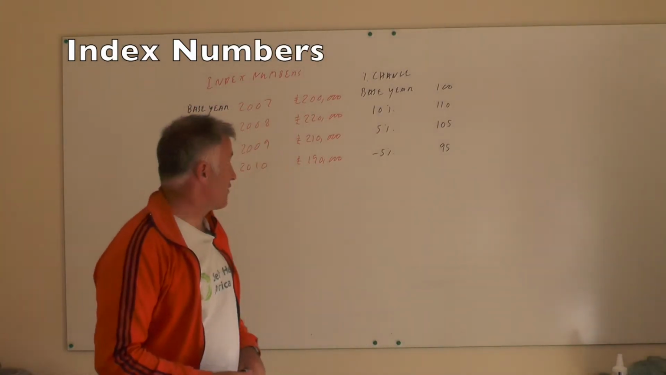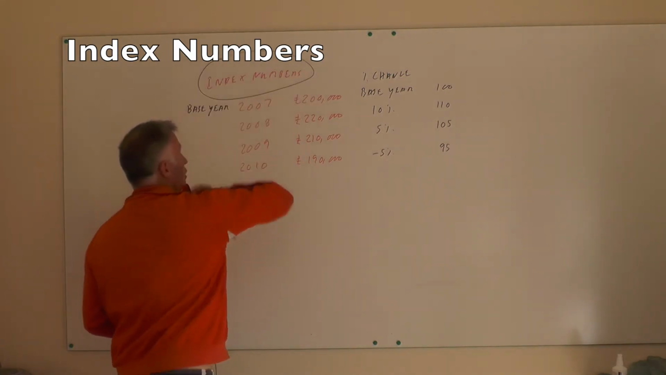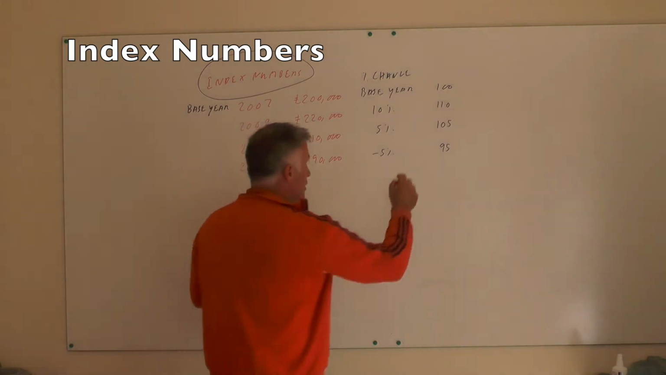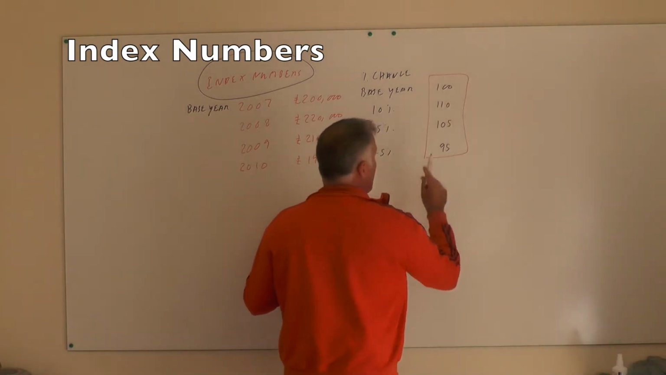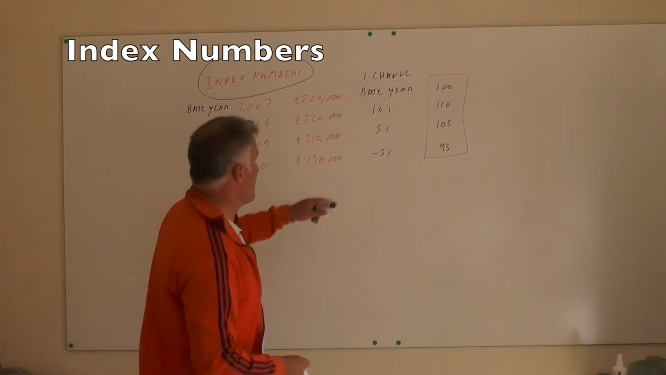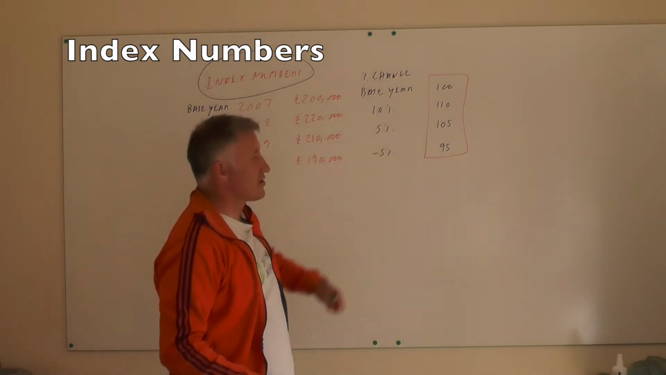Okay, we're still on lesson 63, and we're just having a very, very quick look at index numbers. Now, index numbers just give us a broad picture of what's happening. So you may get some index numbers, you may just be given these, and you're told these are index numbers for house prices. So 100 relates to 2007, 2008, 2009, and 2010.